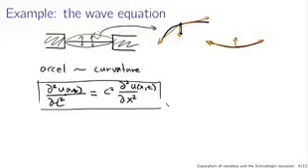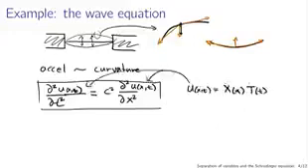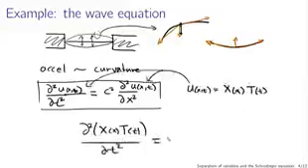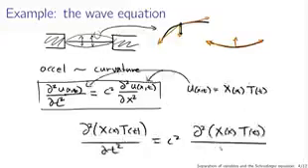But let's proceed with separation of variables. U, as a function of position and time, is going to be X, a function of position, and T, a function of time. So capital X and capital T are functions of a single variable each, and their product is what we're guessing will reproduce the behavior of u. If I substitute this u into this equation, what I end up with is the second derivative of X times T, with respect to time, equals c squared times the second derivative of X times T, with respect to position.